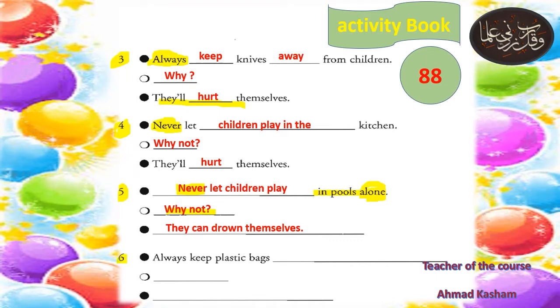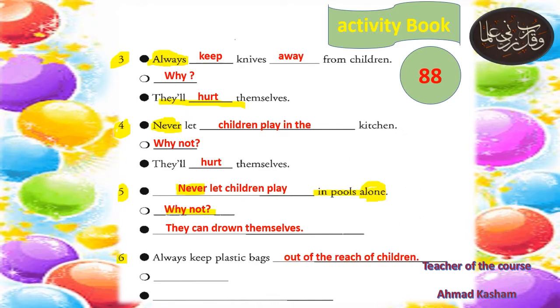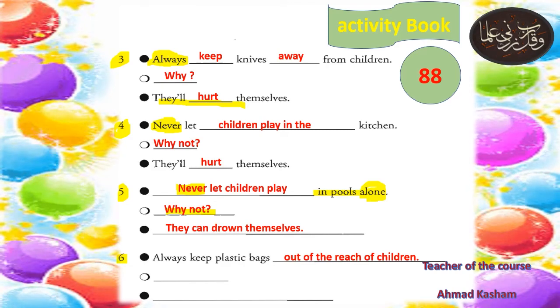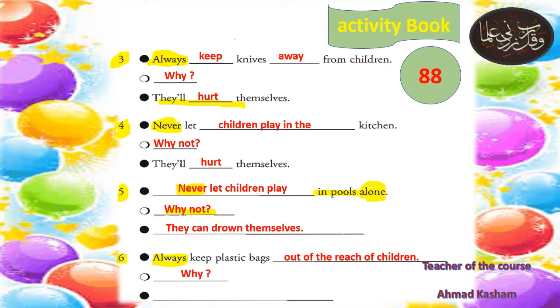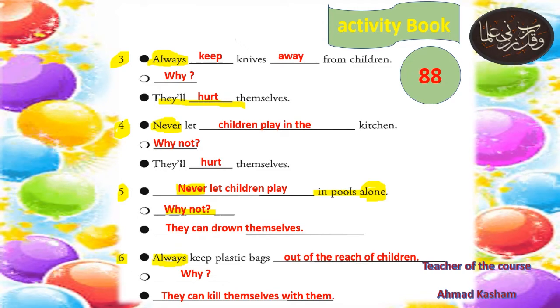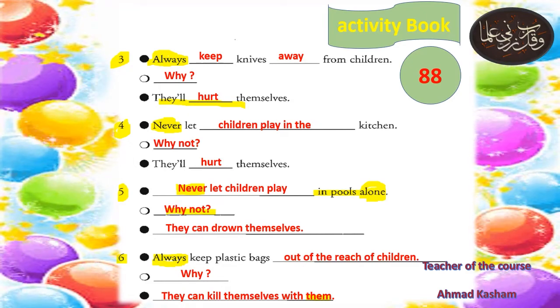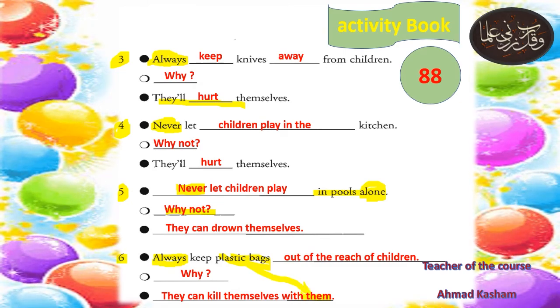Now number 6. Always keep plastic bags out of the reach of children. دائما أبقوا أكياس النايلو بعيدا عن الأطفال. Why or why not? Why? Because I started with always, I ask with why. Why? Because they can kill themselves with them. لأنهم سيقتلون أنفسهم بها. Them عائدة هنا على plastic bags. إذن هؤلاء الأطفال سيقتلون أنفسهم بهذه الأكياس.